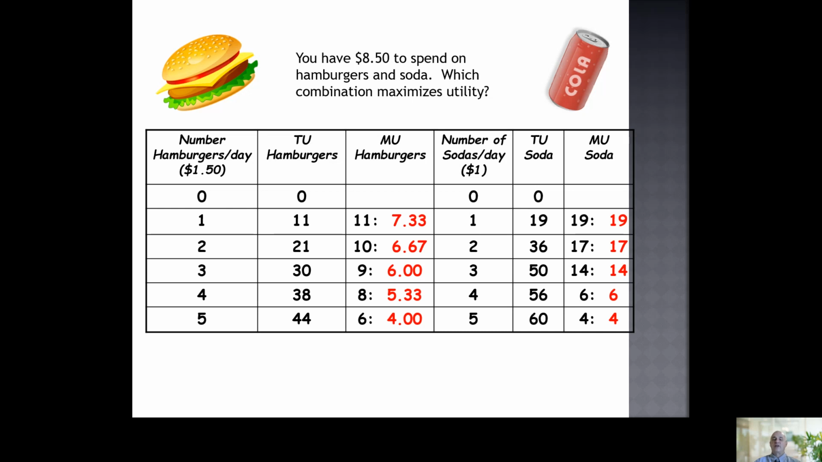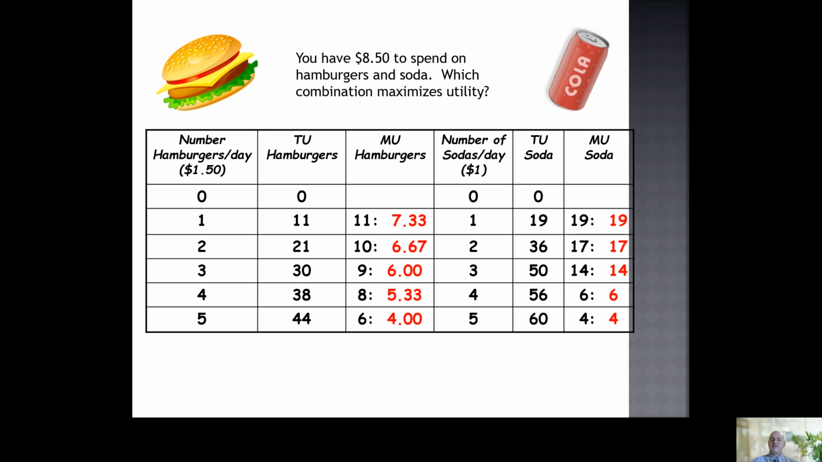The second hamburger gave me an additional 10 units of satisfaction, but it cost me $1.50. So 10 divided by $1.50 is 6.67. 9 divided by $1.50 is 6, and on down the list. You'll notice sodas are $1, so when you take marginal utility and divide by $1, it's still the same number.